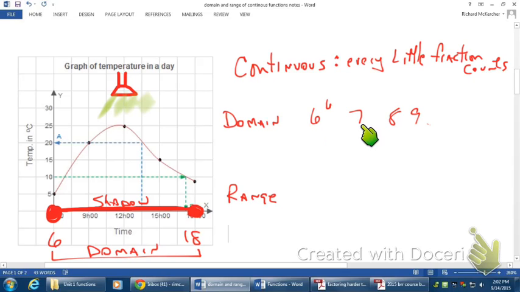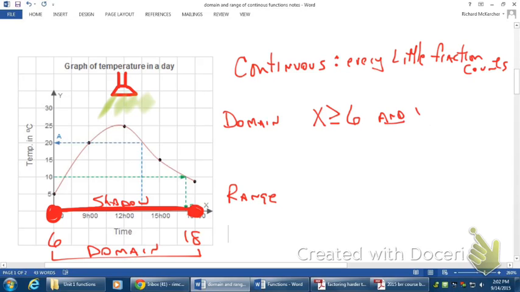Now, we played around. How do you write all those out? Well, you can't list them all, can you? No, you can't list every single time between 6 and 18 because there could be 6 minutes or 6 hours and 1 minute and 1 millisecond. And so you can't list them all, so we have to write a different way.